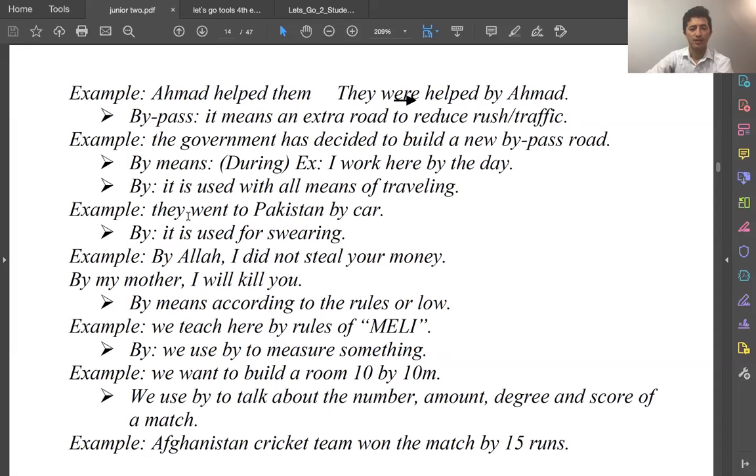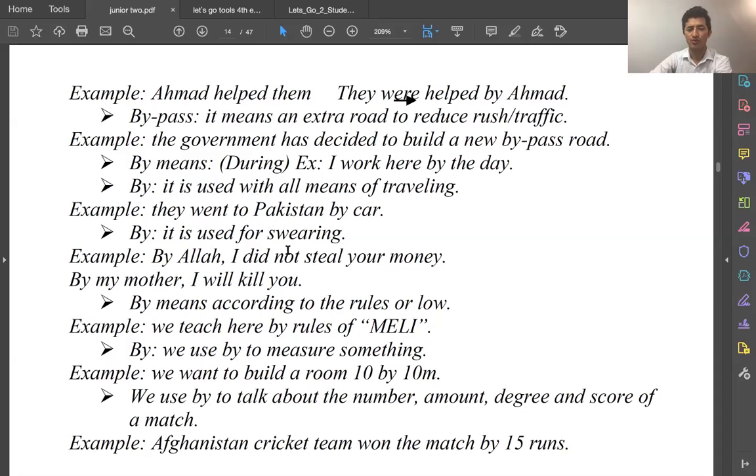Another meaning of by is that it is used with all means of traveling, all methods of traveling. Like we said, they went to Pakistan by car. You can come to our city by bus. Or you say we have to go to Australia by flight. Or we can say I always go to my work by car. So you use by to show the means of traveling, in which kind of way you travel somewhere.